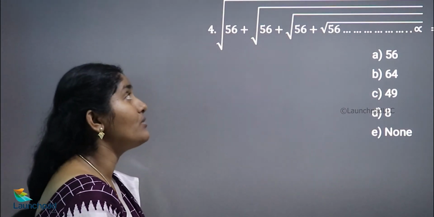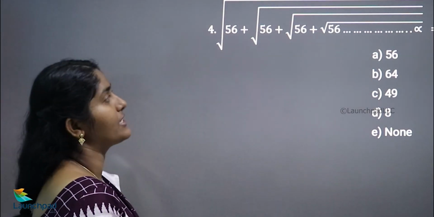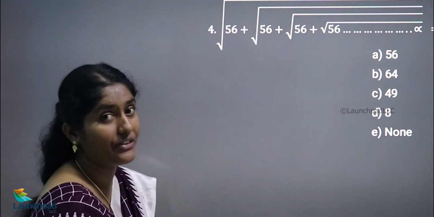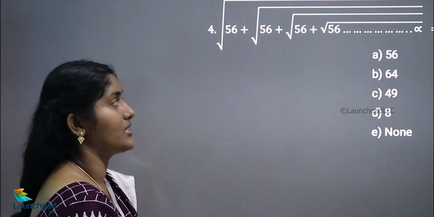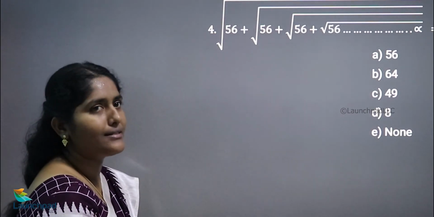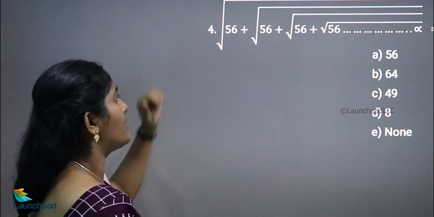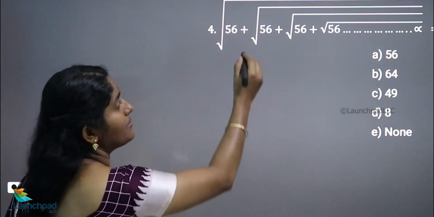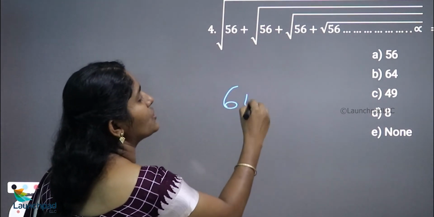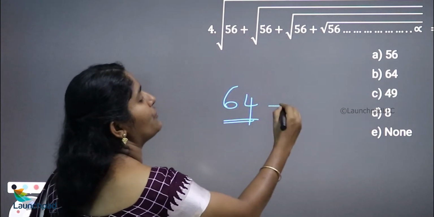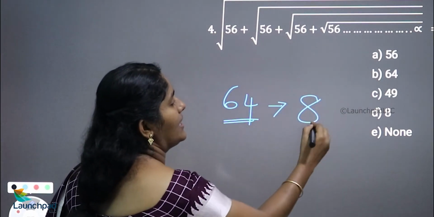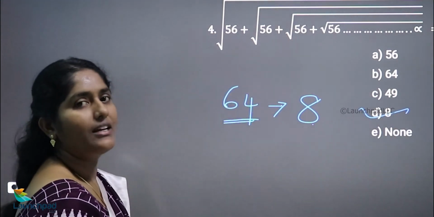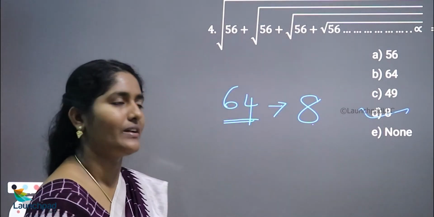Square root of 56 plus square root of 56 plus square root of 56 plus square root of 56 dot infinity is equal to what? So directly we can take the answer. What is the immediate next number from 56? That number should be a perfect square. What is that? 64. 64 is the square of which number? 8. So your answer is 8. That's all. It's taking less than 10 seconds only.